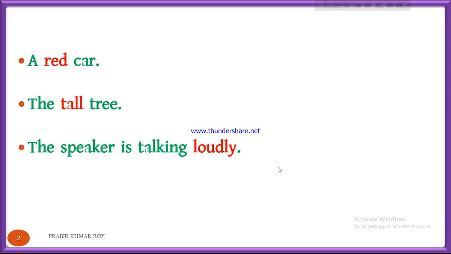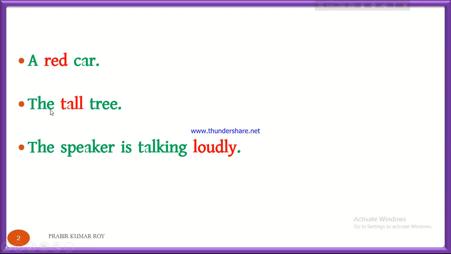Okay, now please look at the three sentences here. A red car, the tall tree, the speaker is talking loudly. In these three sentences, we have three red colored words. In the first sentence, we have a red car. Here, the word red gives some extra information about the word car. So, red modifies the word car. So red is a modifier.